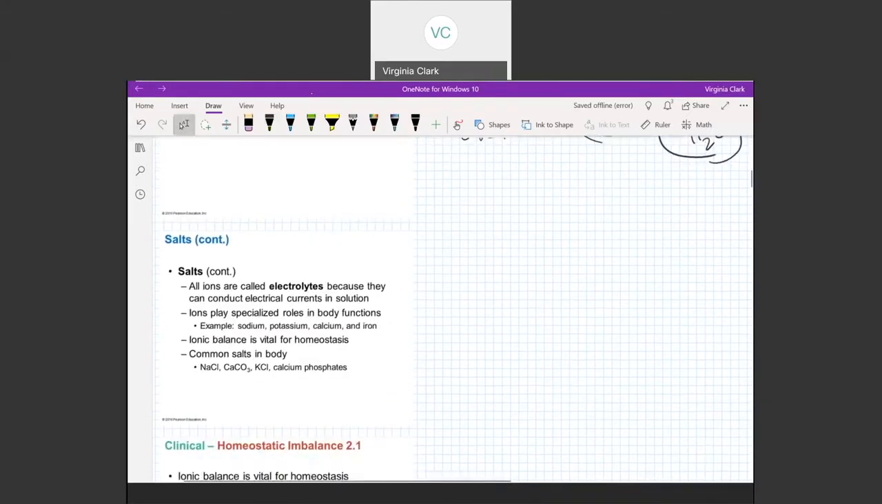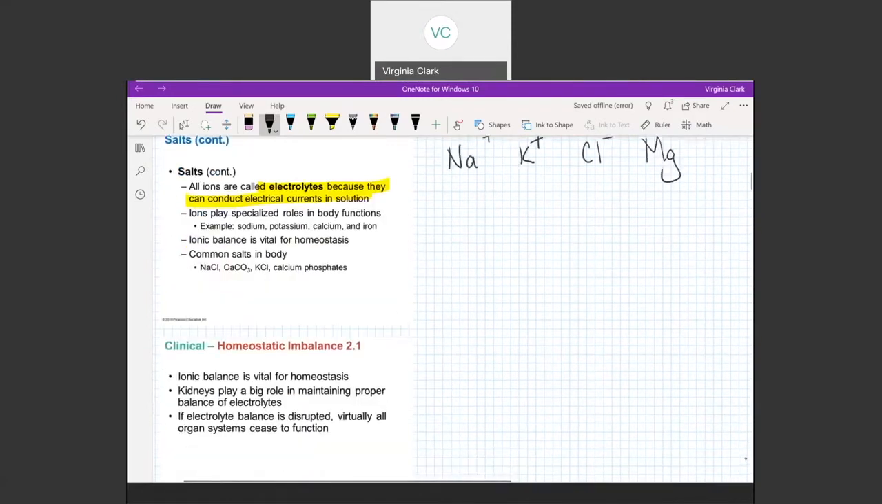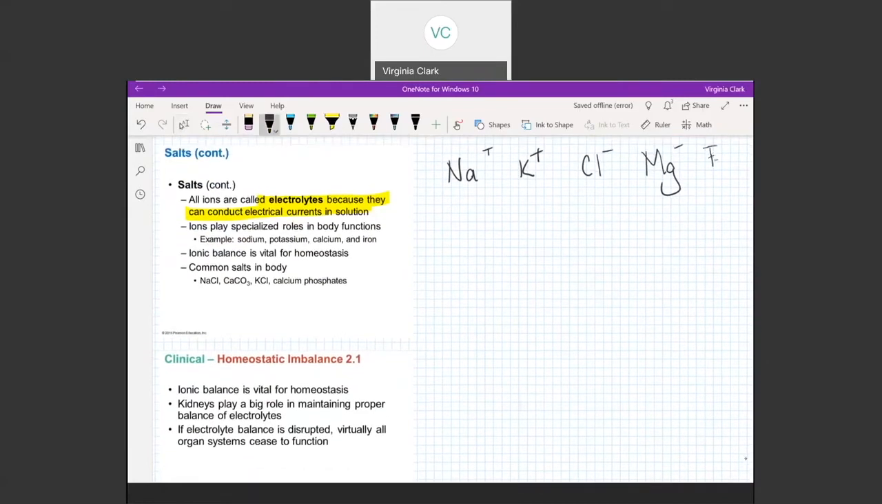So these are typically going to be called electrolytes because they can conduct electrical solution in the body. Some examples of these are going to be sodium, potassium, chloride. You can also have, I'm trying to think of, magnesium. A lot of these are things that your body will actually eat. Oh, and iron, that's another good one. So things that you'll get from your food that are going to act as just the ions.